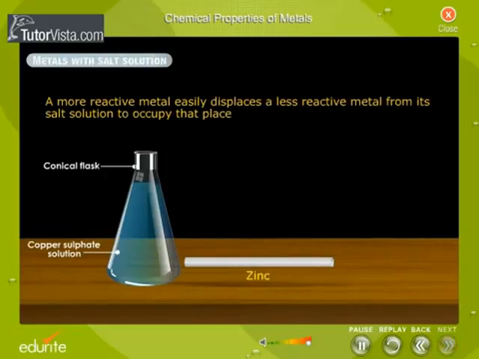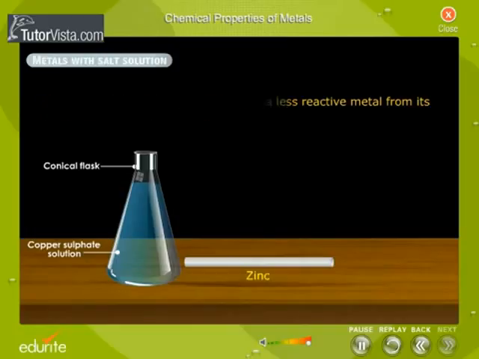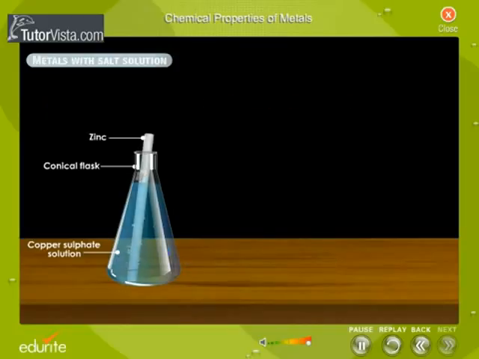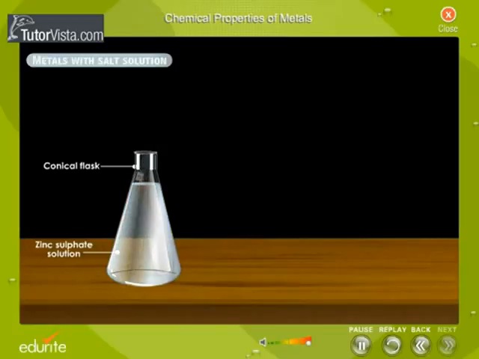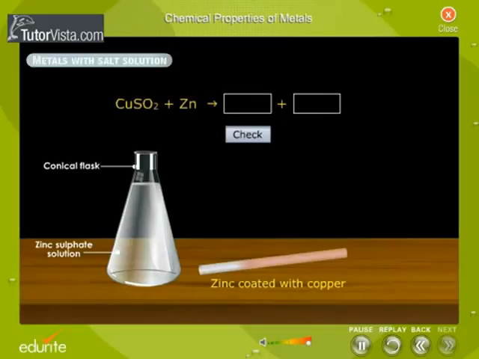A more reactive metal easily displaces a less reactive metal from its salt solution to occupy that place. Zinc metal is more reactive than copper. So when zinc is placed in copper sulfate solution, it displaces the copper in the solution to form zinc sulfate and the copper metal is set free. Now, try and complete this equation.